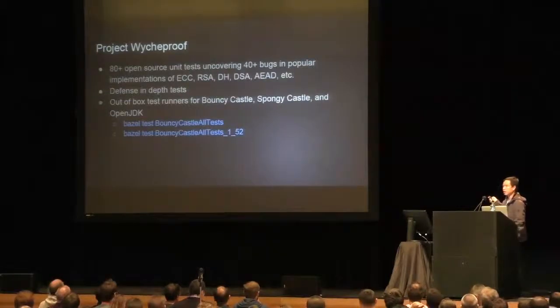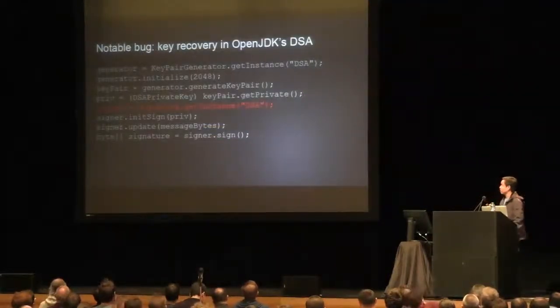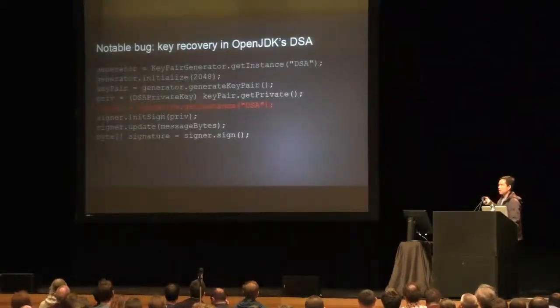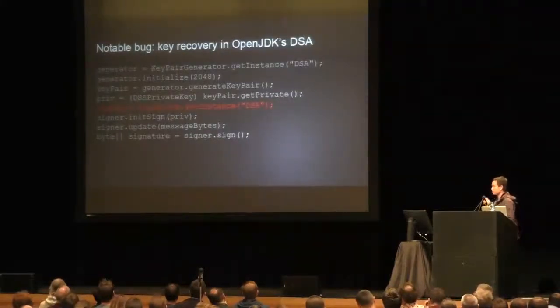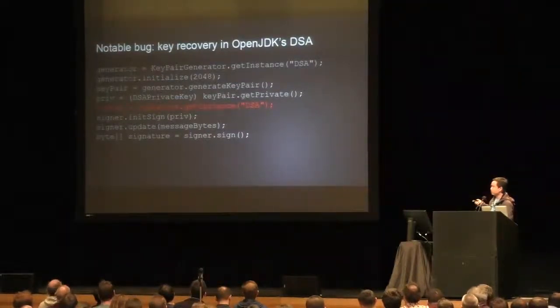So, in the next two slides, I will show you some of the cool bugs that we found. The first one is the key recovery in OpenJDK's DSA implementation. I think these bugs were fixed in April last year. The problem here is the DSA implementation actually allows, if you look at the red line, the sign object to be used with a private key of like 2048 bits.